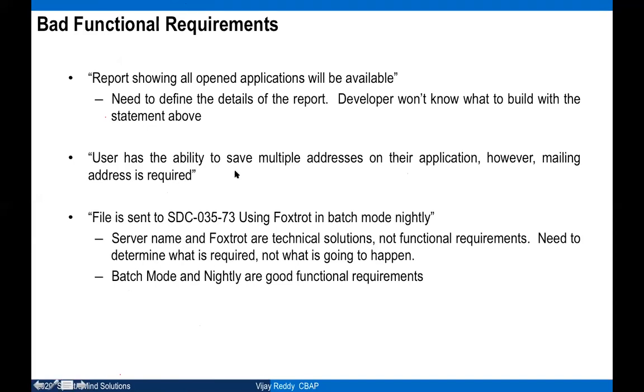Two is correct. One is bad because the details of the report need to be defined. The developer doesn't know what to build based on that statement. It's an incomplete statement. The third one is bad because the server name and Foxtrot are technical solutions. Batch mode and nightly are good functional requirements. The second one is correct. These are the different ways in which you can differentiate between business and functional requirements.